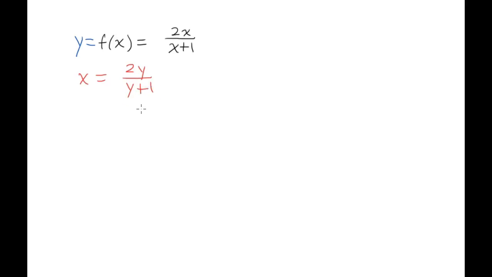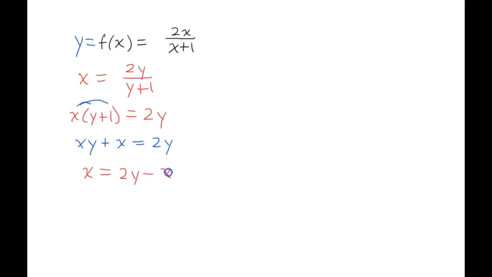Now to get y by itself, let's first multiply each side by y plus 1. So we'll have x times y plus 1 equals 2y. Now let's distribute this x. So we have xy plus x equals 2y. Now we'll subtract xy from each side, and that will give us x equals 2y minus xy. I just subtracted xy from each side.